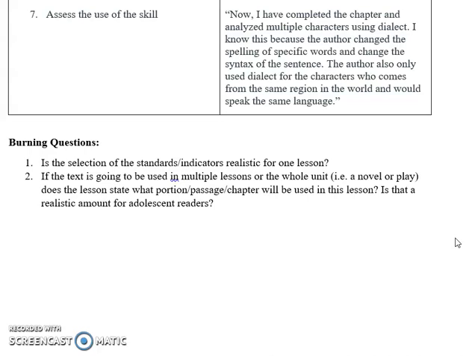And then my second one, if the text is going to be used in multiple lessons, which this one was, it was going to be used over like a month, does the lesson state what portions, passage, or the chapter will be used in this lesson? Is that a realistic amount for adolescent readers?